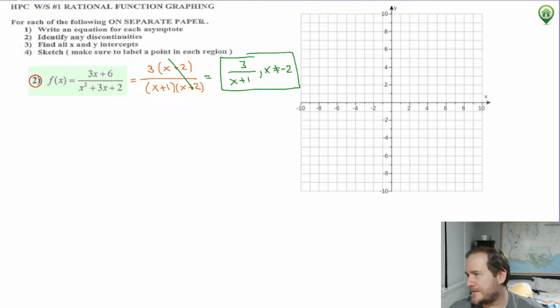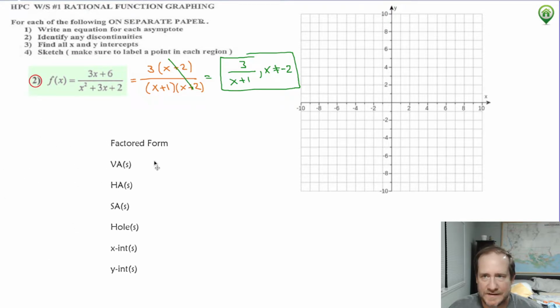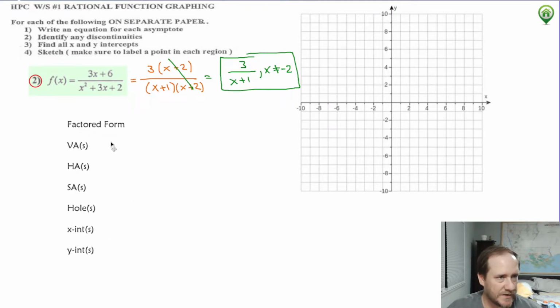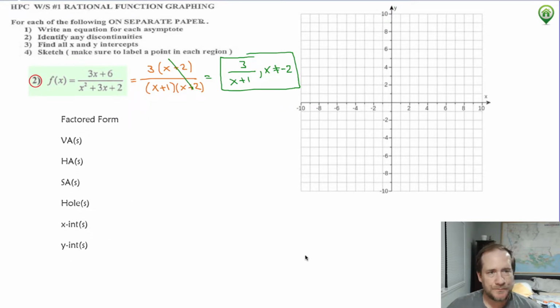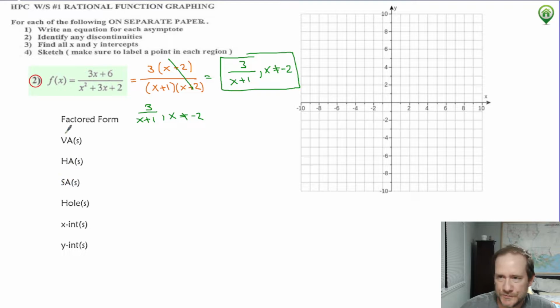So now that I've got that factored form, I can go back and attack all of these things, right? Let's go back and find all of these properties. So we just said that our factored form is x over x plus, or 3 over x plus 1, sorry, with the domain restriction. Then we can do our asymptotes. We see that the only vertical asymptote is actually at -1.